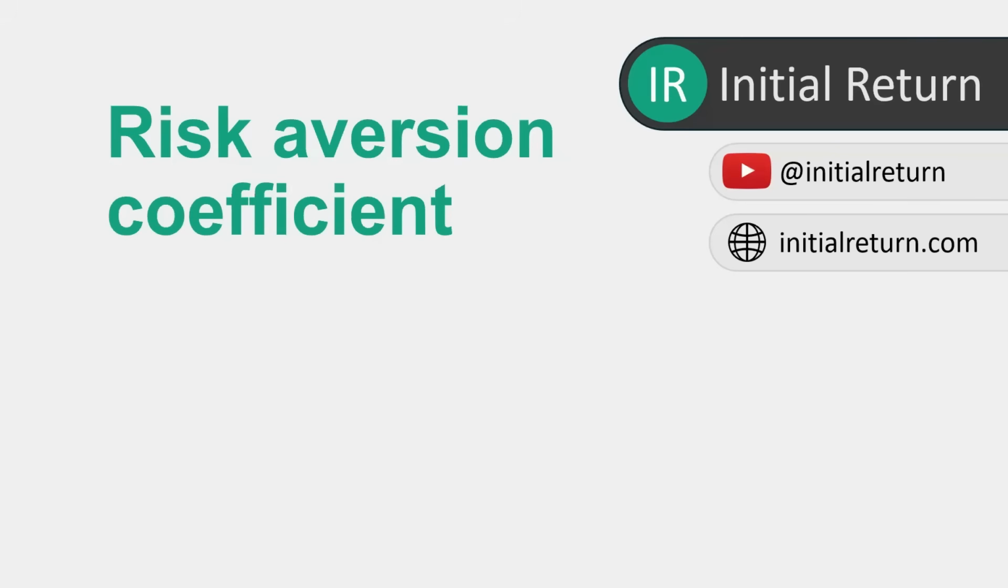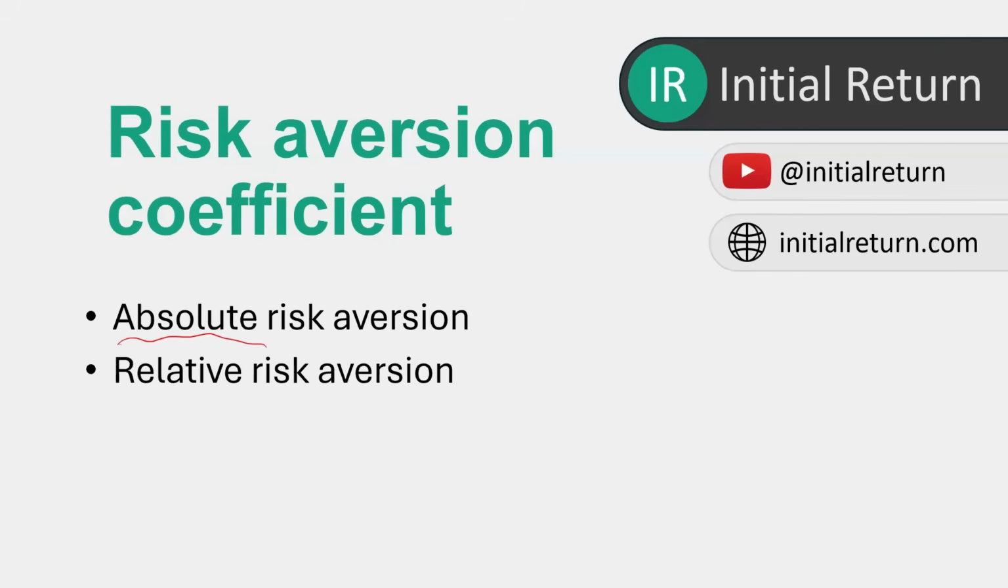Hi there. In today's tutorial, we will learn about the risk aversion coefficient. And here's our game plan. We will first talk about what's called the absolute risk aversion, okay? And then we will move on to relative risk aversion. And at the end of the tutorial, there will be a nice exercise to test your learning, so make sure to hang around to see that.